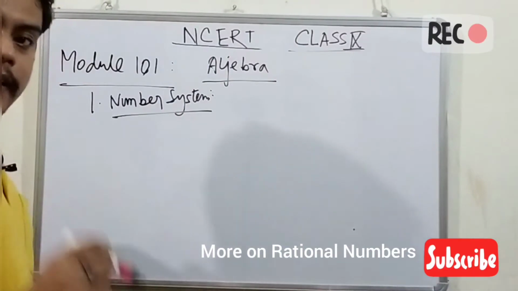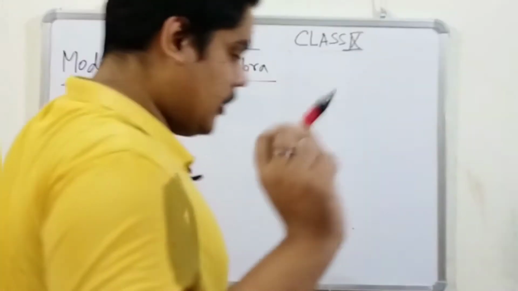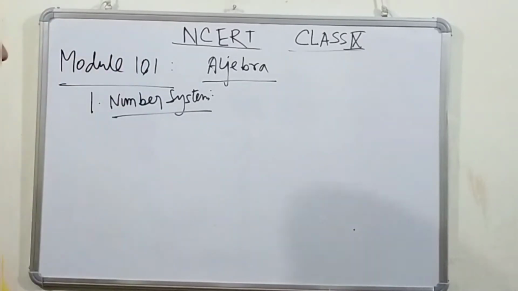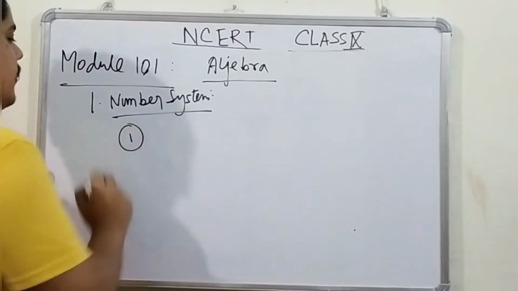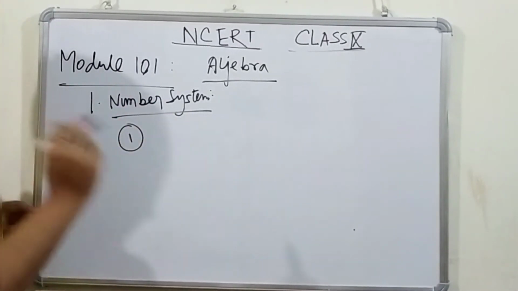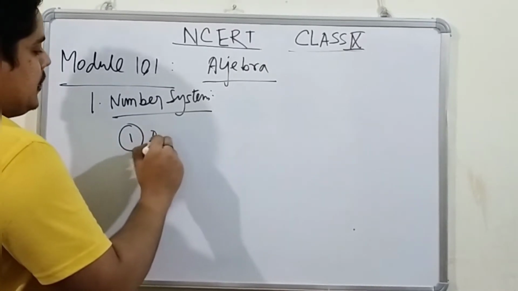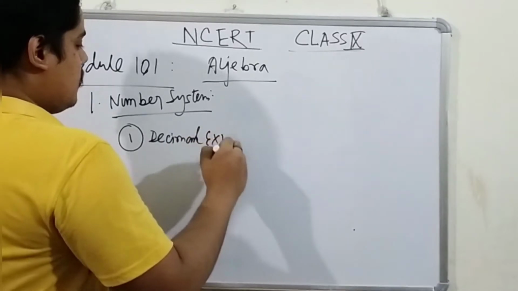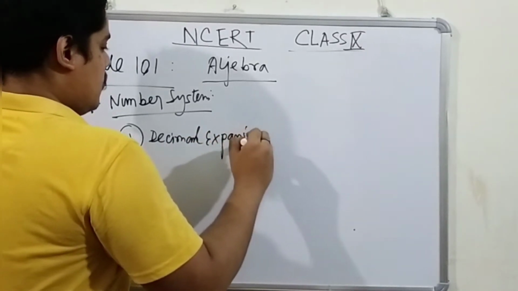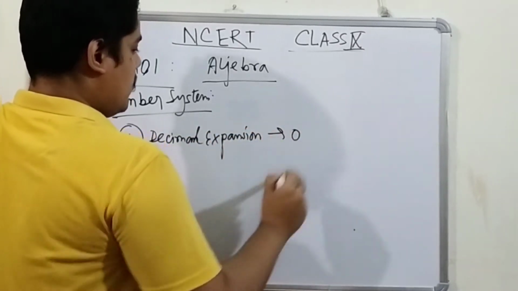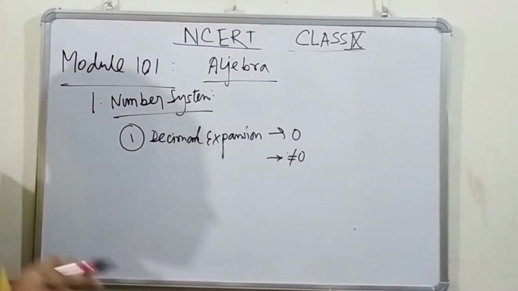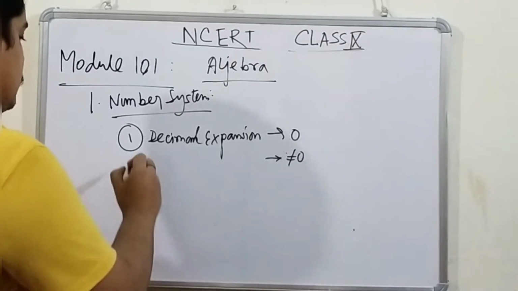Now, a special characteristic of real numbers or rational numbers: two types of things are observed. First, a rational number has a decimal expansion, and based on that decimal expansion, it either becomes 0 or does not become 0. What is the case?